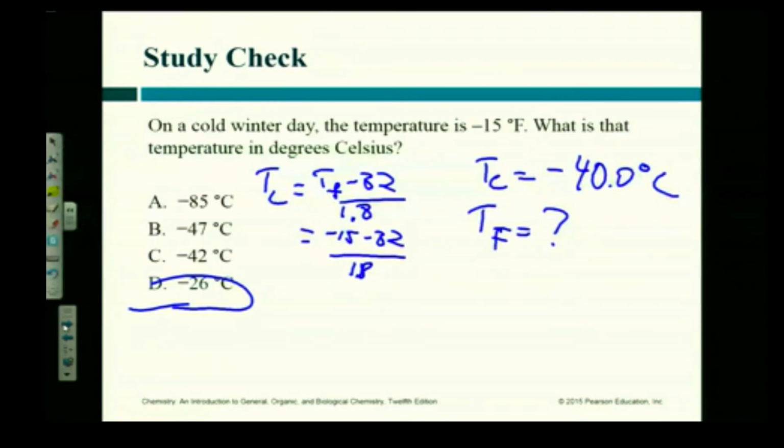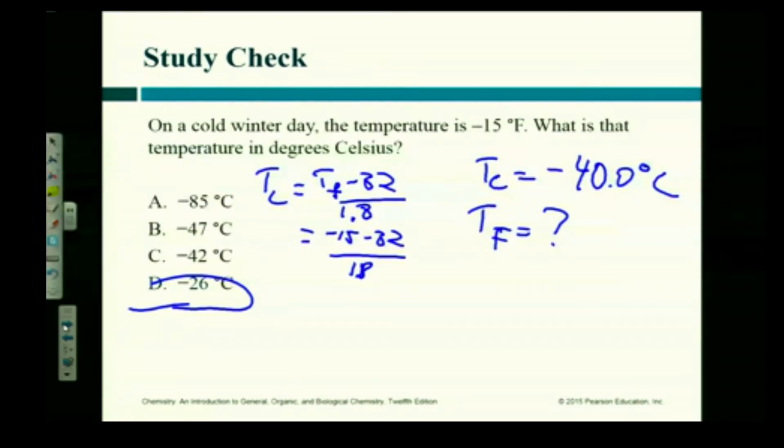Who got negative 40? Oh, the answer is negative 40. Okay. Oh, I didn't do the negative. Can you run through that one? Can I run through that one? I mean, on the board. Yeah.